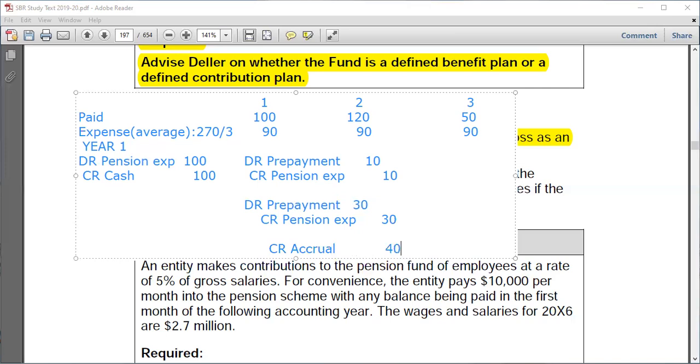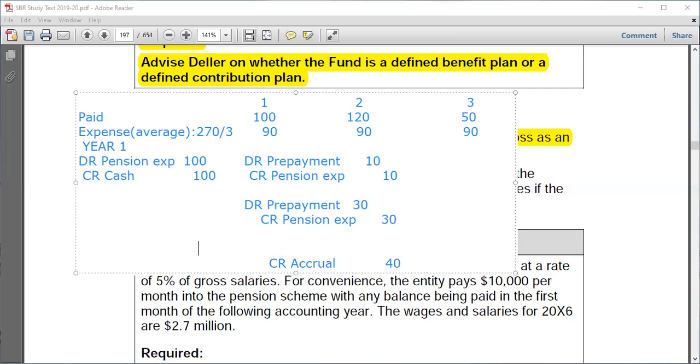Now, by having an accrued expense of 40, it means that I've already recognized the 50, but I actually have to recognize 90. So in the income statement, that expense would be much lower, and I would therefore have to increase that expense. I would have to boost up that pension expense by that figure of 40.